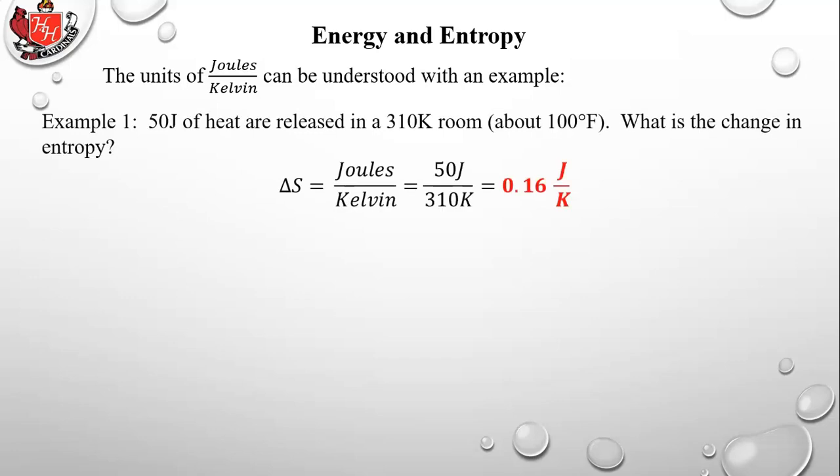So let's take an example. Let's say 50 joules of heat are released in a 310 Kelvin room. That's about 100 degrees Fahrenheit. What is the change in entropy? So we simply do that division problem. We get 0.16 joule per Kelvin.